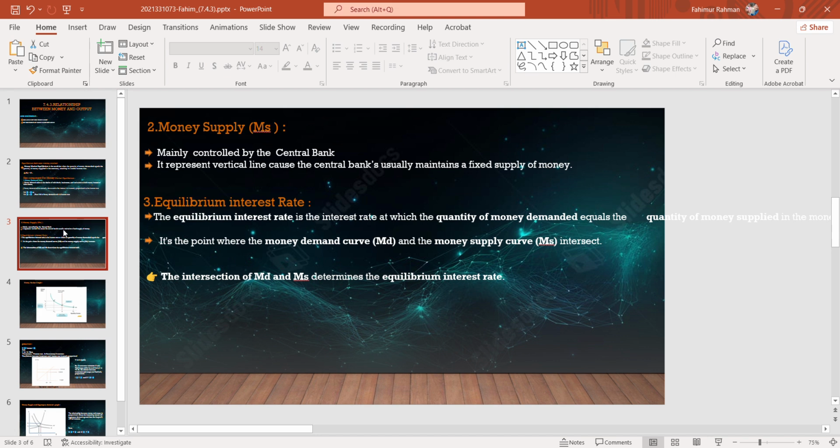After that, our next component is the equilibrium interest rate. So what is the equilibrium interest rate? The equilibrium interest rate is the interest rate where the quantity of money demand and money supply are the same. It is the point where the MD and MS curves intersect. By the MD and MS curves we can find the equilibrium interest rate.